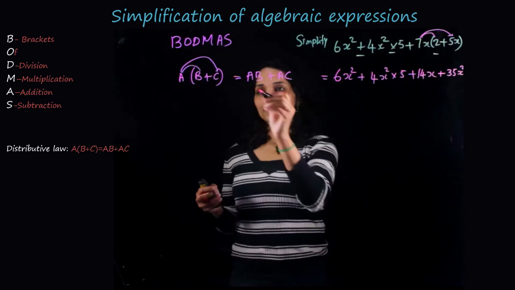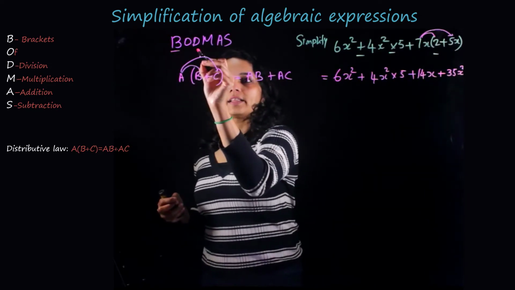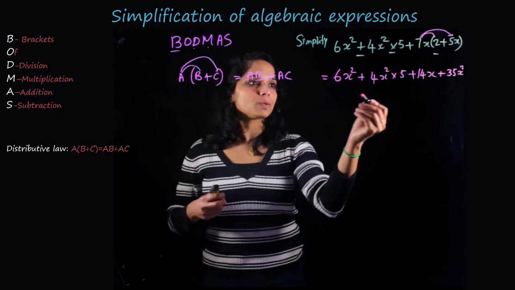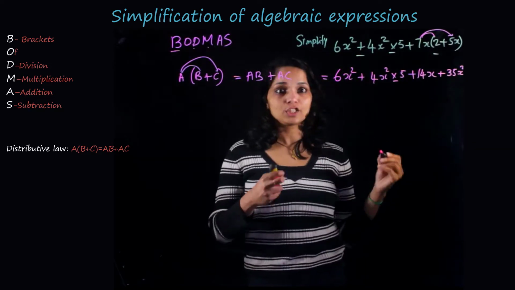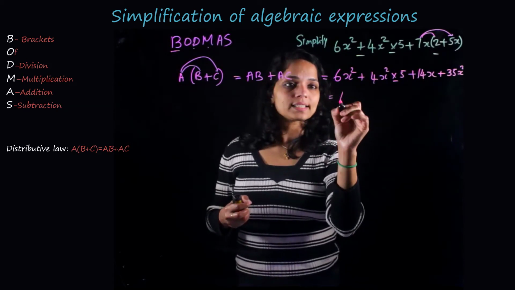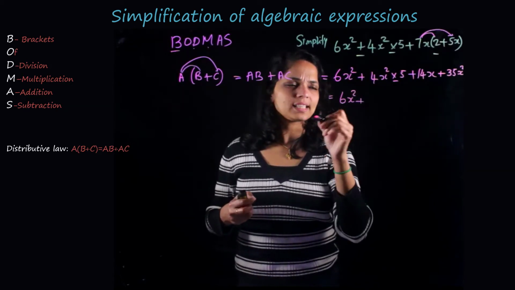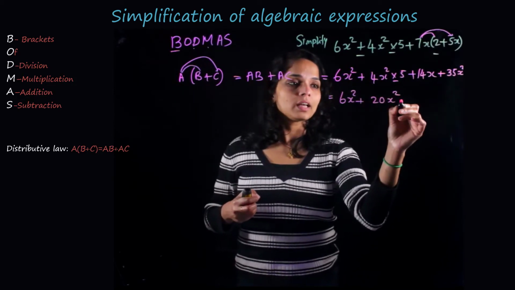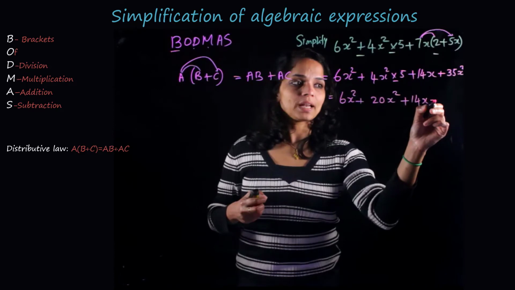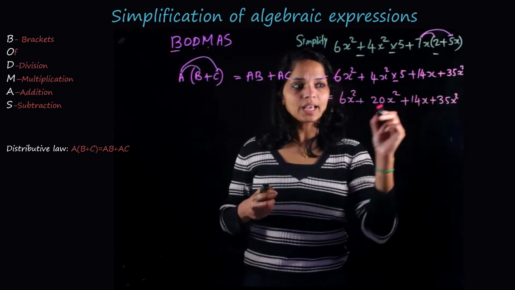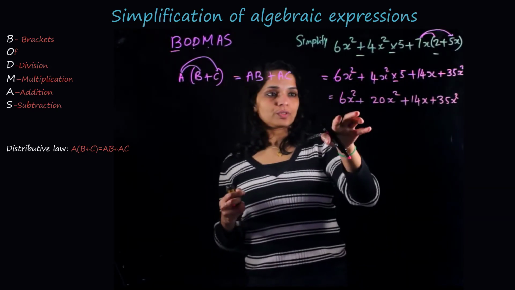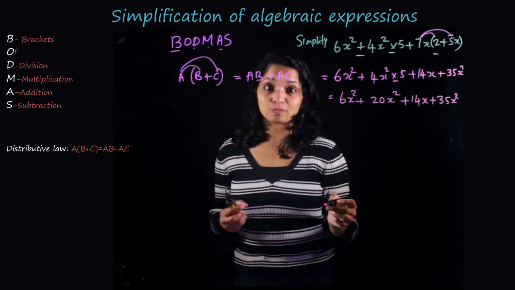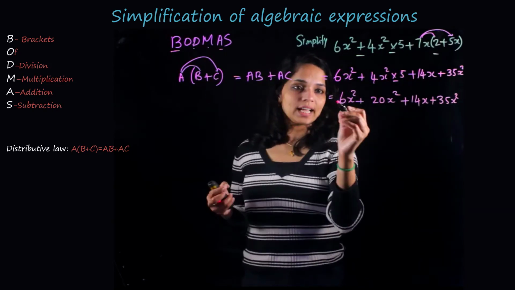Now the second operation. This is what we've done, and then division or multiplication. There's no division, so only multiplication. The multiplication is in here, so we need to do that one second. So it's 6x squared, write down everything else as it is. 4x squared times 5 is 20x squared, and plus 14x plus 35x squared. Okay, so now it's down to several terms added together, and the last operation we need to do is addition and subtraction. There's no subtraction, it's only addition in here.